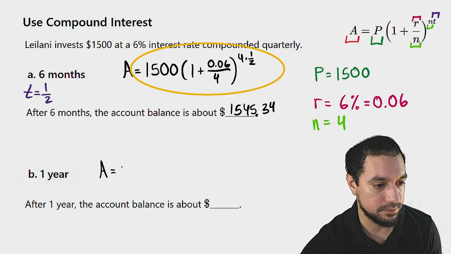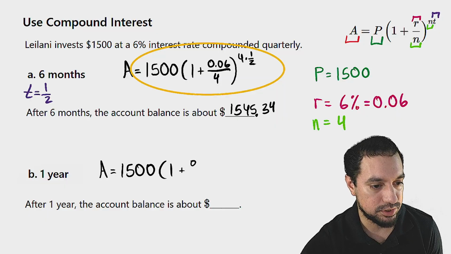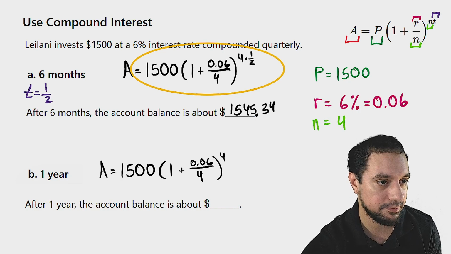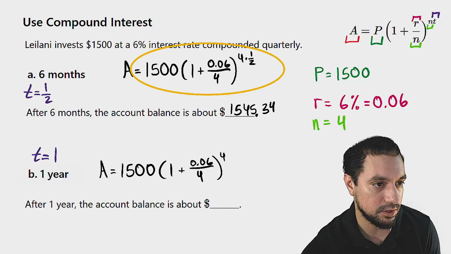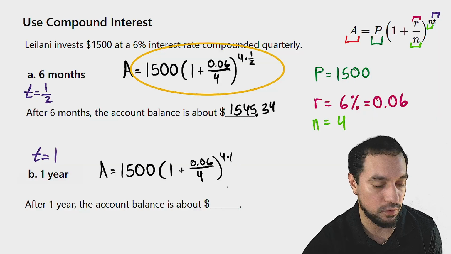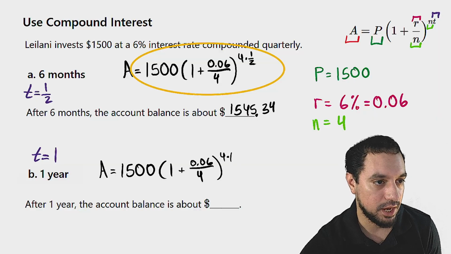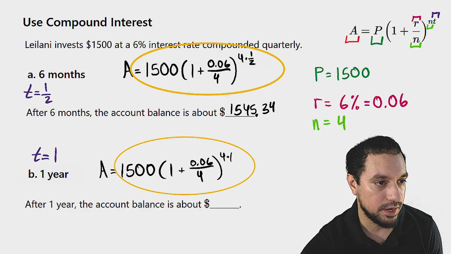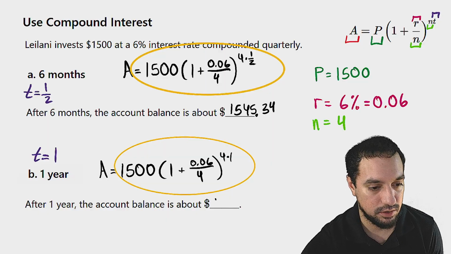Okay, for part B, we're using a lot of the same parameters here. I'm starting off with the same principal balance. My interest rate is the same, still compounding 4 times in a year. The difference is this time we're doing the full year. So instead of half of a year, I want to say the full year, so I'm going to put a 1 right there. I put that in my Desmos calculator so it can run the calculation for me, and we get $1,592.05.